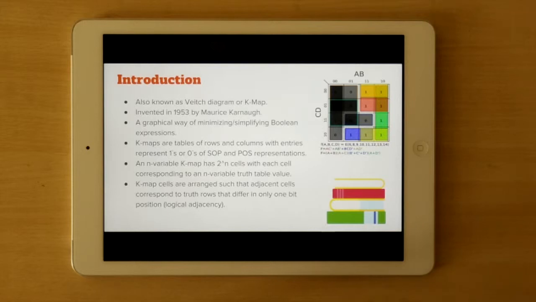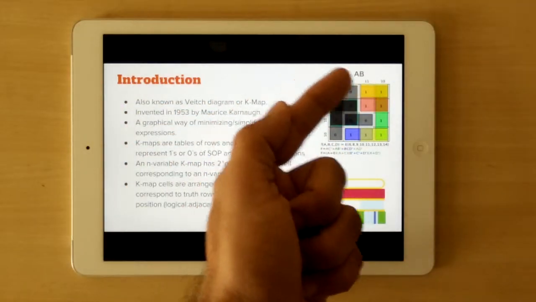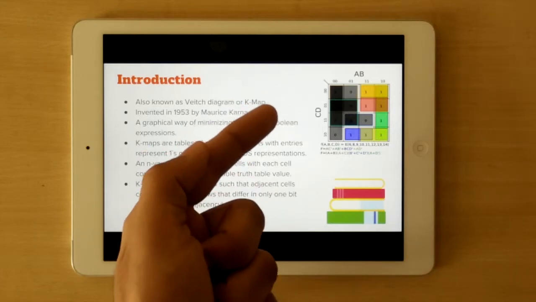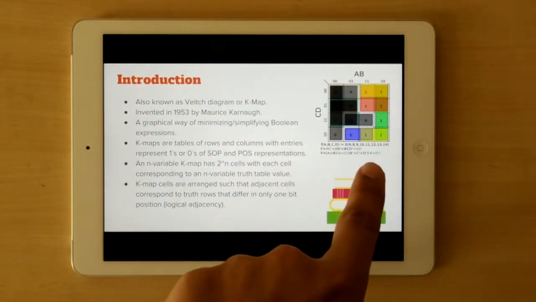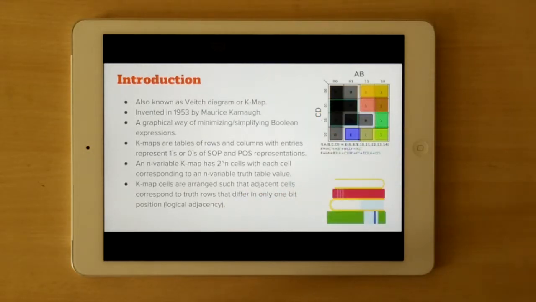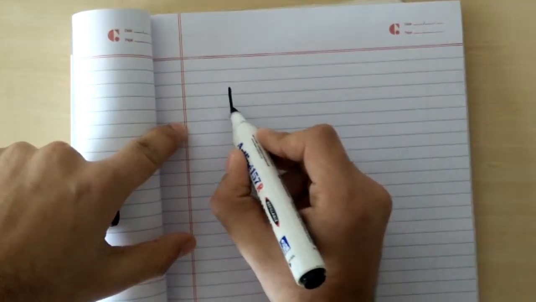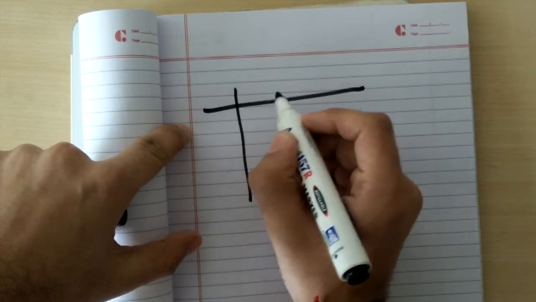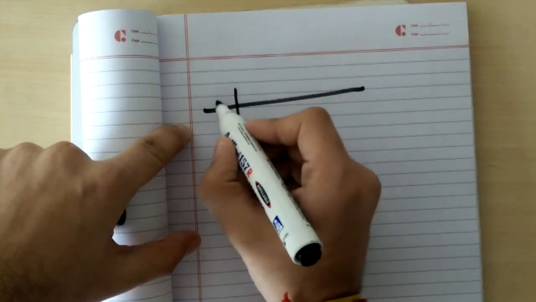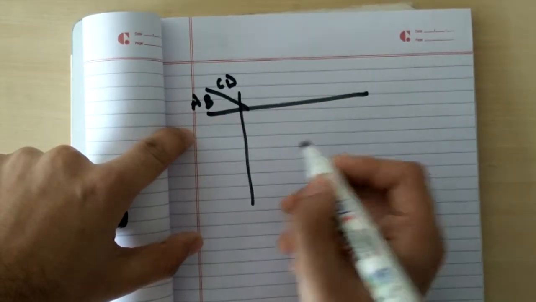The variables are A, B, C and D, and you can see these are the CD values, these are the AB values, and since it's a 4 variable K-map, 2 to the power 4 is 16. It has 16 cells which have ones and zeros filled in them. So again I'll show you what a typical K-map looks like. It's a table, hence it's a graphical representation. So it's in the form of a table: A, B, C, D.